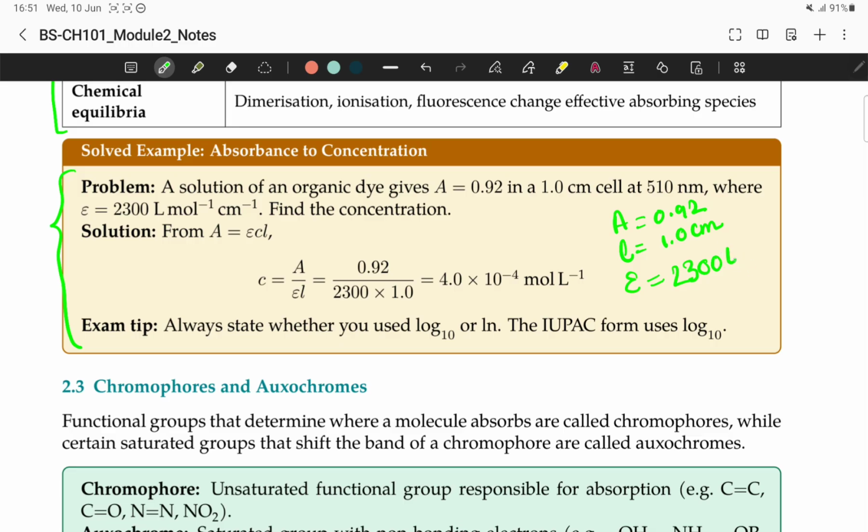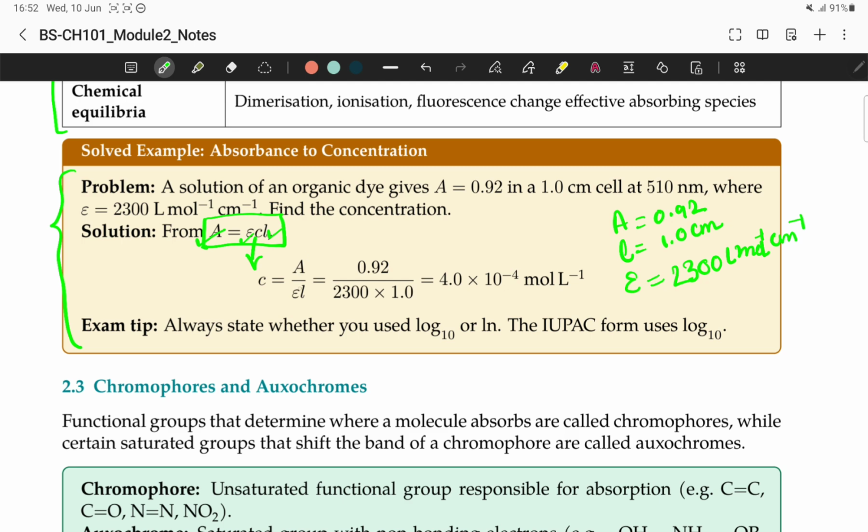2300 liter mole inverse centimeter inverse. Done. See, I am telling you that this is the formula: A is equal to epsilon C L. There you already have your A, you have your epsilon, you have your L. Just you need to find what? C, and here is your C.